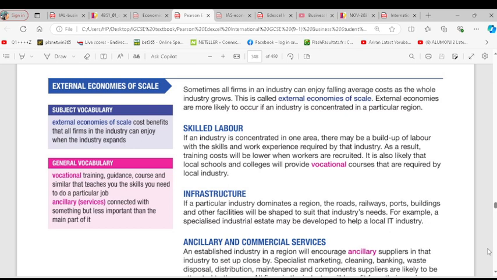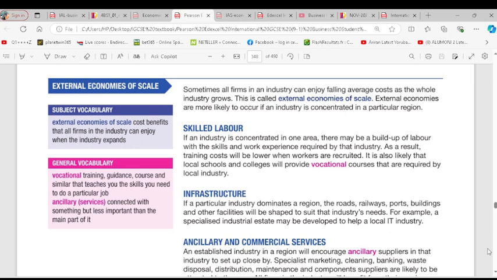So what I'm simply saying is this: an industry is a combination of all firms. The combination of firms brings about the industry. Do you get it? That's external economies of scale. So if the industry itself is expanding, it comprises all the firms.